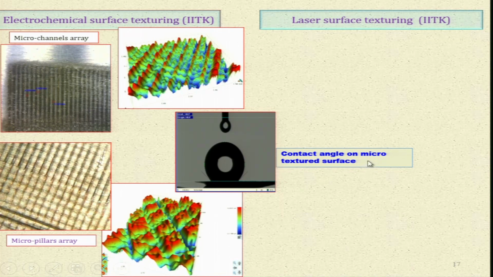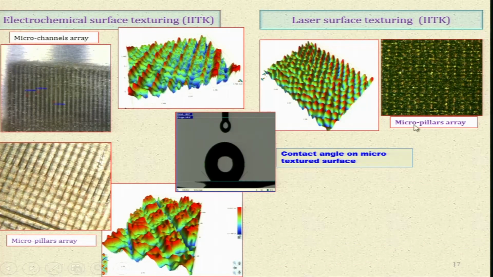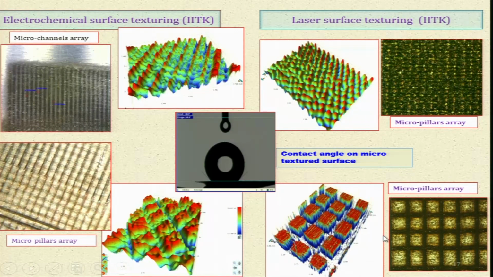Now, contact angle on microtextured surface, this is the drop of water. This is another example of a micropillars array. You can clearly see over here, these are the micropillars. This is the enlarged view of this particular part. Now, here these micropillars are very clearly visible. These are again SEM photographs, a micropillars array is there, and you can see.